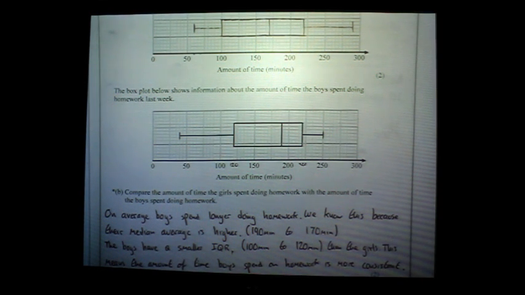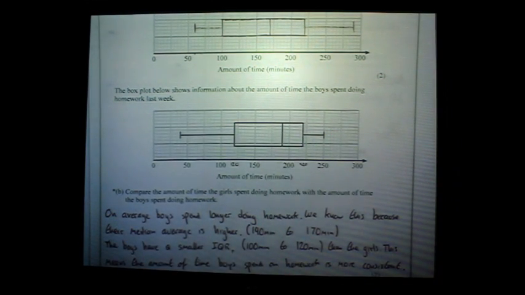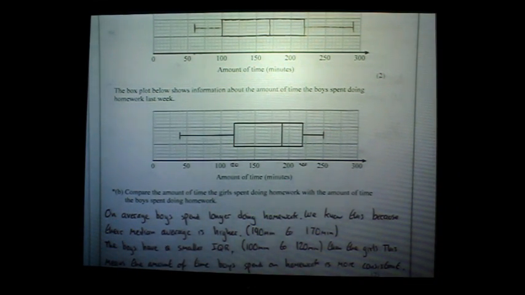This means the amount of time boys spent on homework is more consistent. So the girls is quite spread out, because 50% of your data is in here. So 50% of the girls are in here, but 50% of the boys are in here. So the time boys spend doing their homework is more consistent than the time girls spend doing their homework.